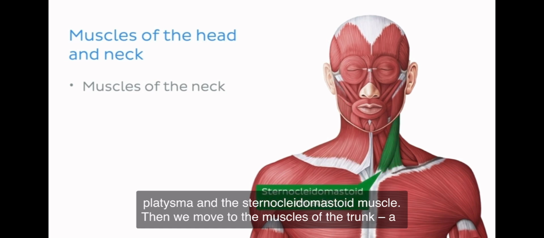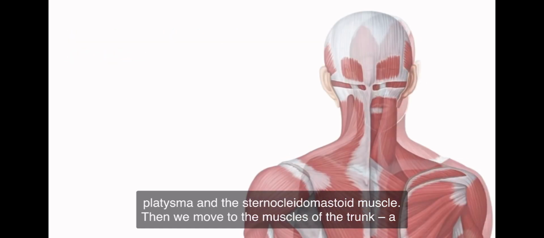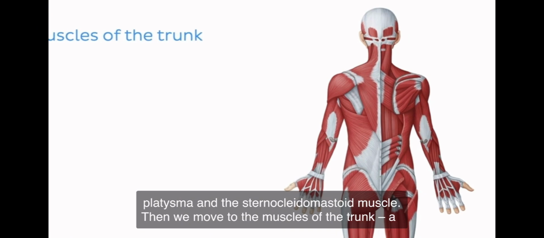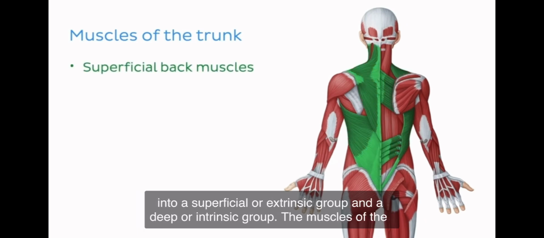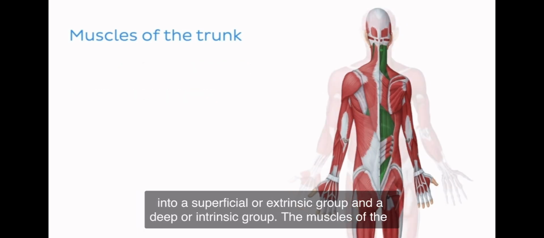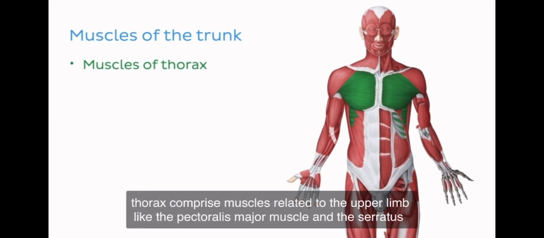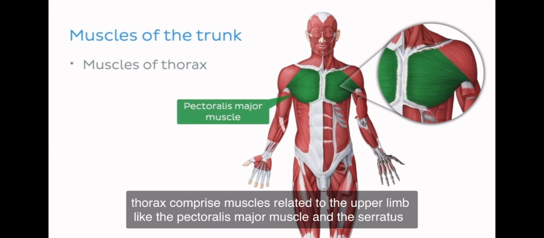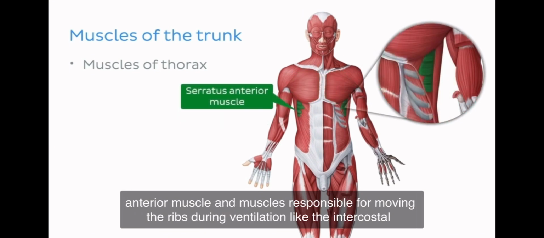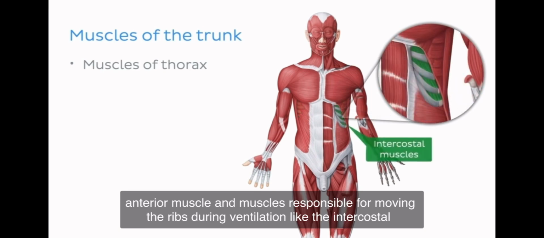and the sternocleidomastoid muscle. Then we moved to the muscles of the trunk, a big region that includes several groups of muscles. The muscles of the back are divided into a superficial or extrinsic group and a deep or intrinsic group. The muscles of the thorax comprise muscles related to the upper limb, like the pectoralis major muscle and the serratus anterior muscle, and muscles responsible for moving the ribs during ventilation, like the intercostal muscles.